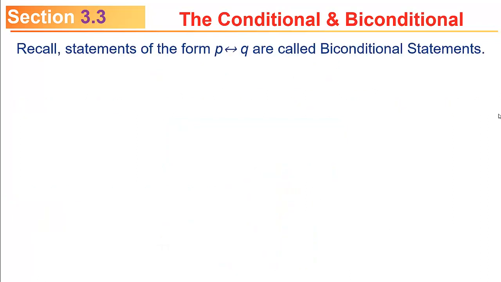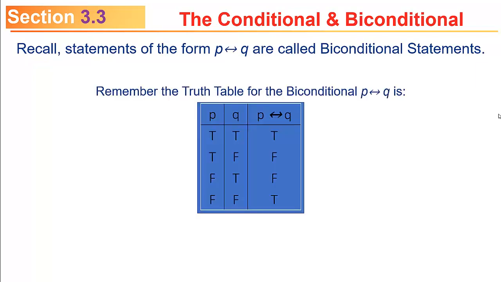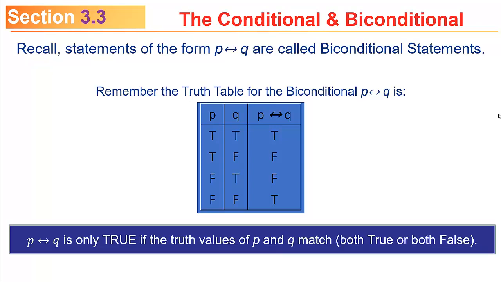Now recall from our earlier discussion that statements of the form P with the double-headed arrow are called biconditional statements. And the truth table of the biconditional is given here, and the key to remembering it is it's only true if they match. If they're both true, the biconditional is true. If they're both false, the biconditional is true. Otherwise, it's false. And the memory aid is it's true if and only if they match.